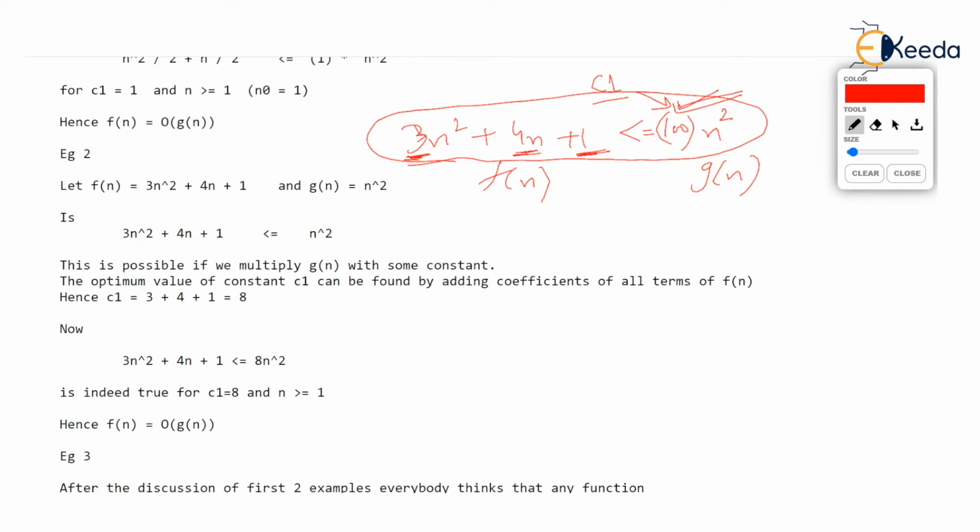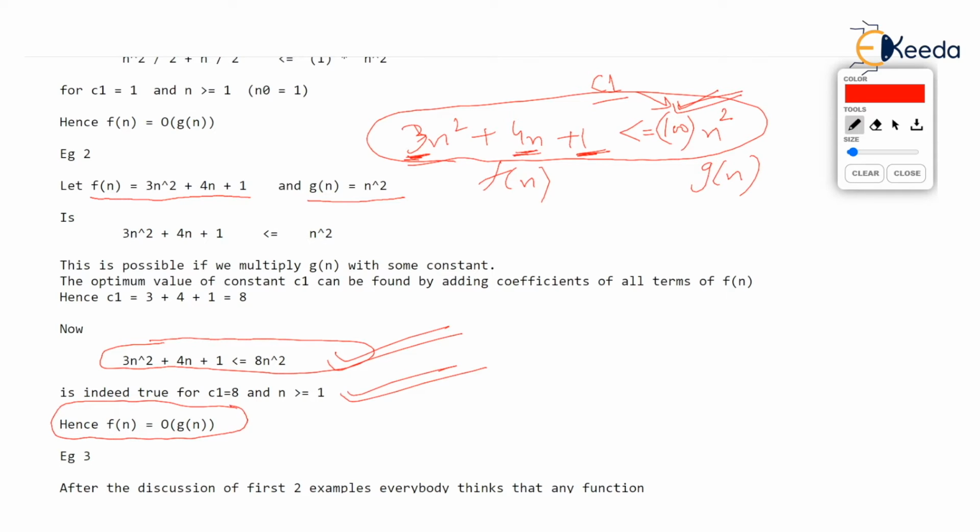Okay, coming back to our example 2, we have Fn is equal to 3n square plus 4n plus 1, and Gn is n square. And indeed, this is true. You see, 3n square plus 4n plus 1 is less than or equal to 8n square. So it's true for C1 equal to 8 and n greater than or equal to 1. Hence, we can declare that given Fn will be equal to O of Gn.